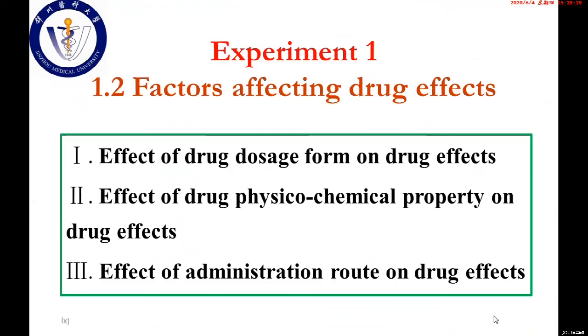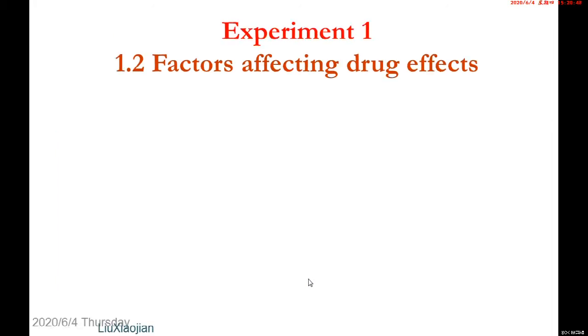The second part of experiment 1 is about factors affecting drug effects. Actually, it includes 3 small experiments. They are effect of drug dosage form on drug effects, effect of drug physical-chemical property on drug effects, and effects of administration route on drug effects. Before the experiment, let's review the factors affecting drug effects.